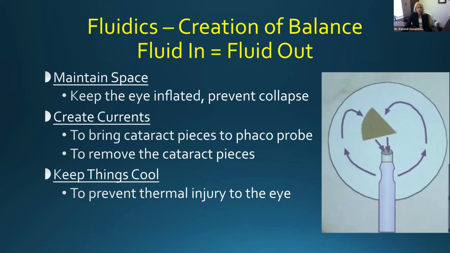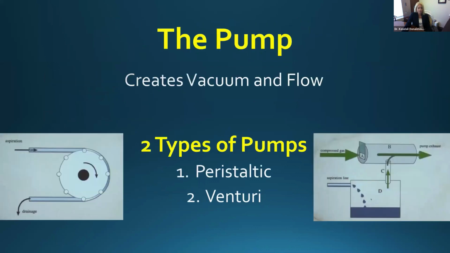So fluidics, as I mentioned, cataract surgery is all about the creation of balance. So the fluid in has to equal the fluid out to maintain the space, to keep the anterior chamber inflated, because if we collapse the anterior chamber at any time, we're going to kill endothelial cells, do iris damage, and even cause vitreous prolapse if we don't maintain that space properly. We also want to create functional currents to bring those pieces to the phaco probe as efficiently as possible. And then we want to keep things cool, because if we produce thermal energy, we'll cause a wound burn, and we also kill more endothelial cells.